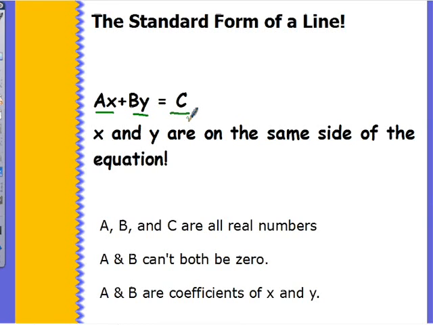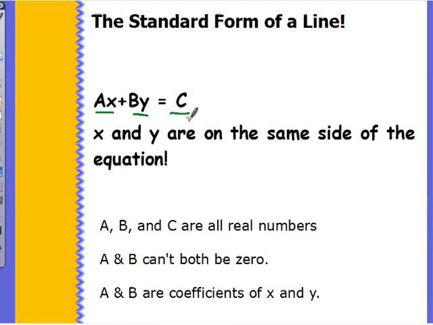A, B, and C get filled in with numbers. They have to be real numbers, which is pretty much anything, with the exception of things like dividing by 0 or negatives inside square roots. That's pretty rare, so don't worry too much about that. And A and B can't both be 0. One of them could be 0, but not both at the same time. A and B are just the coefficients of x and y.